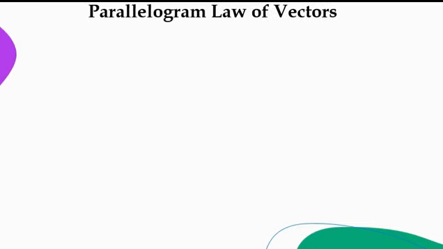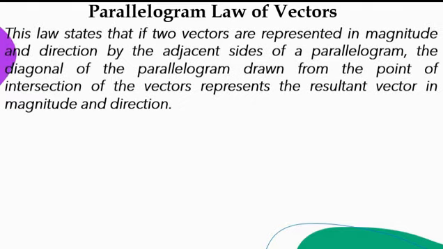Okay, so let's quickly take a look at the parallelogram law of vectors. This law states that if two vectors are represented in magnitude and direction by the adjacent sides of a parallelogram, the diagonal of the parallelogram drawn from the point of intersection of the vectors represents the resultant vector in magnitude and direction. This law is simple to understand. You don't need to stretch or crack your memory so much to commit it to heart. It's just to know that when you have two vectors acting at a point, you develop the system into a parallelogram. How do I mean?